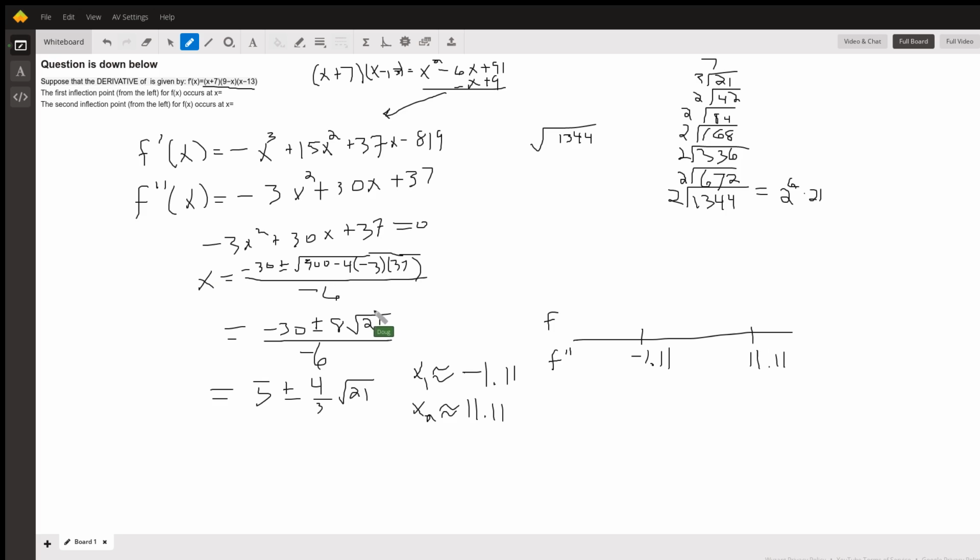And the number that I got under the radical is 1,344. And here I'm showing kind of what I did on my scrap paper to find out what the simplest radical form for 1344 was. 1344 is actually 2 to the 6 times 21. The square root of 2 to the 6 is 2 cubed. That's where I got this 8.